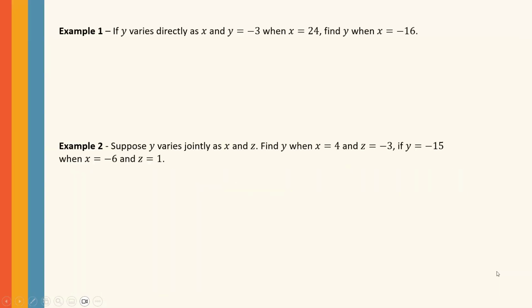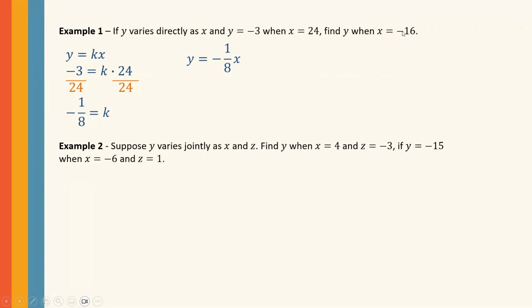So example 1 says, if y varies directly as x and y equals -3 when x is 24, find y when x equals -16. So I start by writing the formula for direct variation, y equals some constant times x, and then I'm going to substitute in the given values, y is -3 when x is 24, and then we can solve for k, which is our constant of variation. So I'm going to divide both sides by 24, and now that I know the constant of variation, I can write the equation, y equals -1/8 times x.